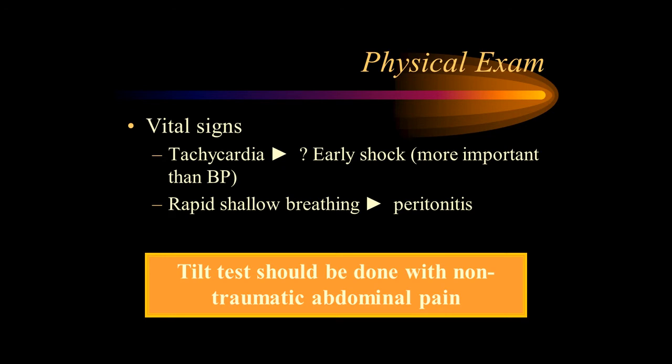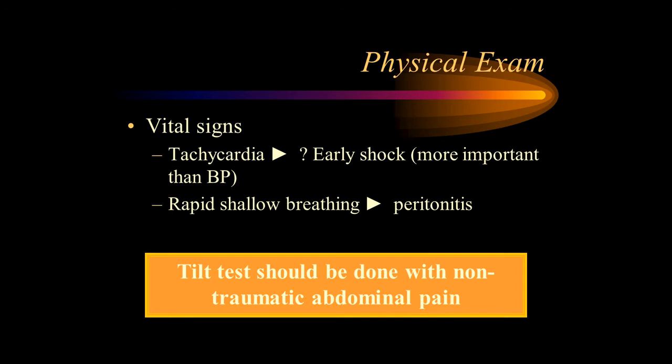Vital signs, tachycardia could be an early indication of shock. More important finding than the blood pressure. Blood pressure is a late finding of shock. Rapid, shallow breathing could be an indication of peritonitis because it hurts to expand the chest all the way. The diaphragm puts pressure on the abdomen, so they may be taking real rapid, shallow breaths.